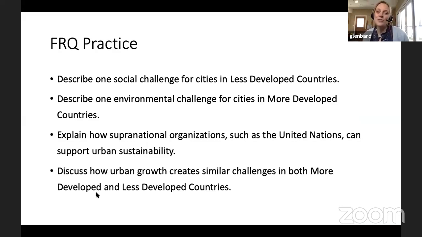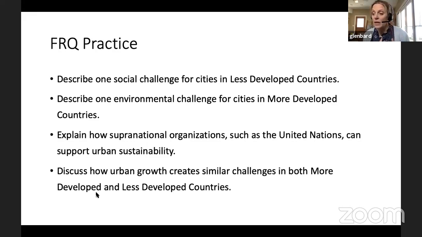So describe one social challenge for cities in less developed countries. Big things that we really talked about was having adequate housing, and permanent housing. Remember, we looked at, and I know that Miss Lindsley on Tuesday talked about squatter settlements, making that your own, but also sanitation is a huge problem. That's a social challenge within less developed countries. And so then talking about why having adequate sanitation is a necessary function for a city to actually evolve would be important in here.